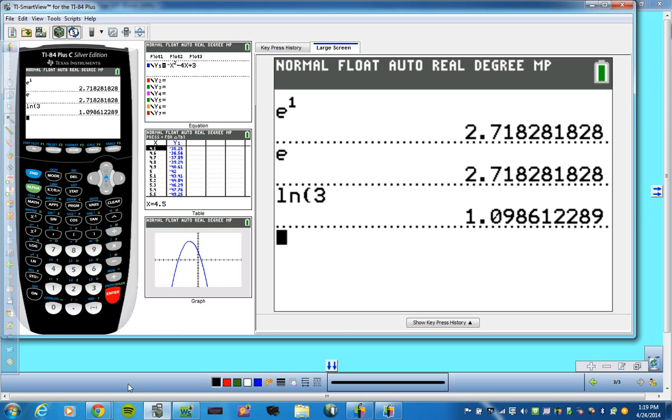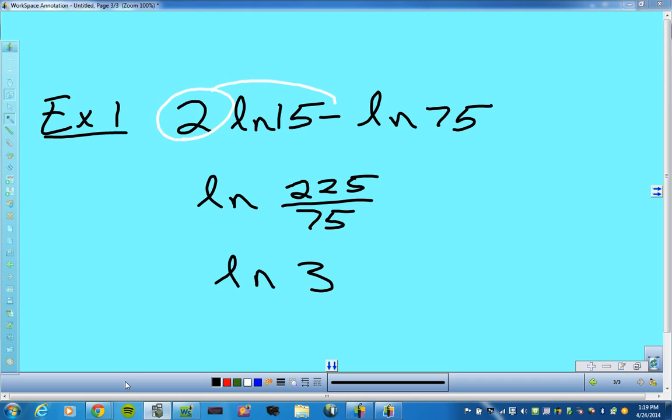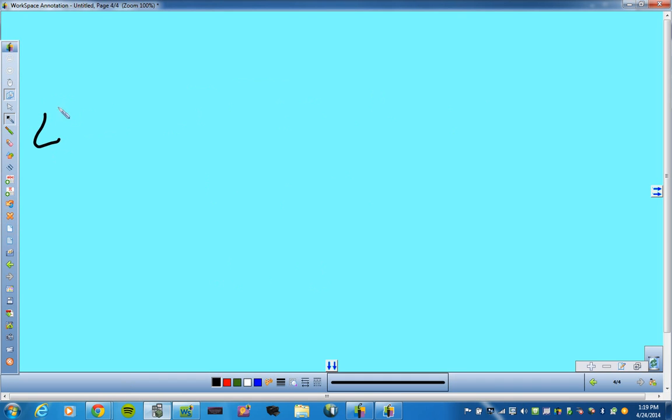You'll have to do that at some point, but not on this kind of problem. We're just writing it as a single natural log. On the quiz, you write it as a single logarithm. Now you're writing it as a single natural logarithm. Okay. 1b.